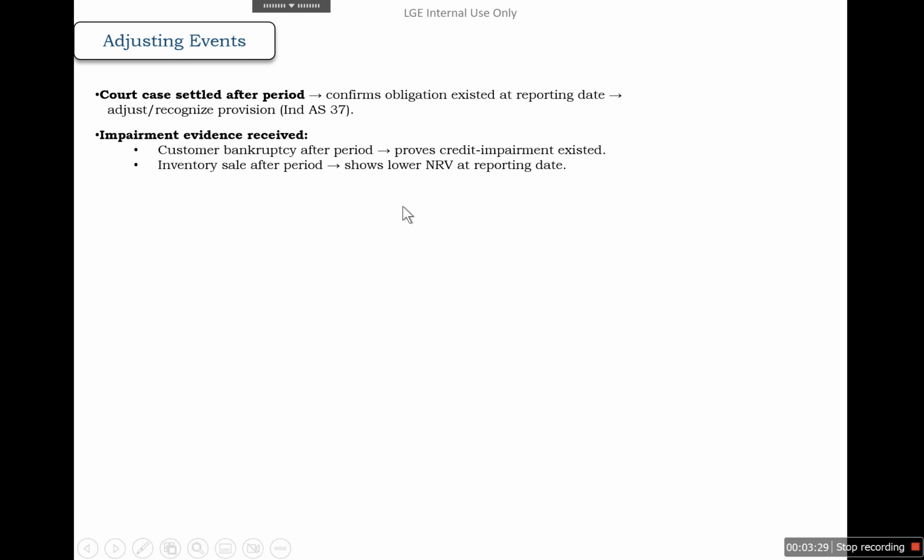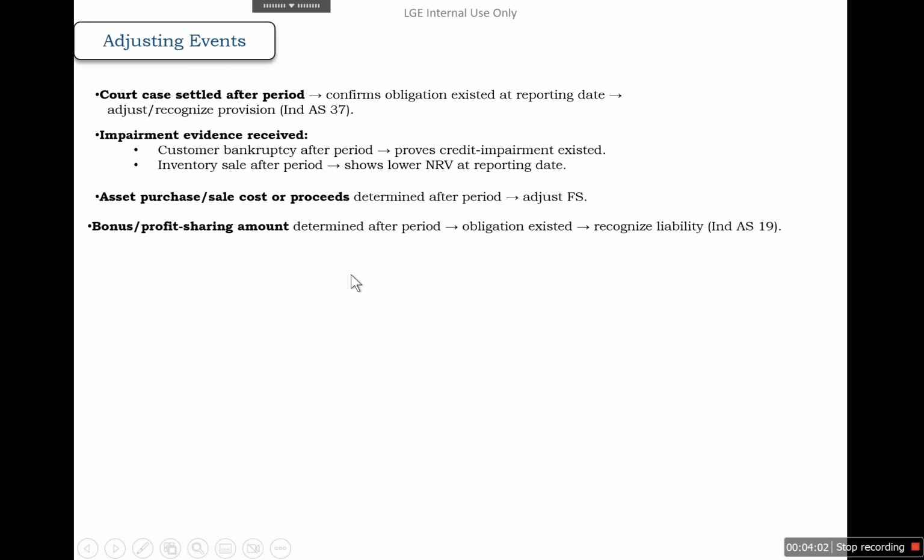For the adjusting events, we can discuss court cases. Those that were settled after the reporting period: here the settlement only confirms the obligation that existed at the reporting date, so we need to recognize the liability as per Ind AS 37. Similarly, impairment evidence received, such as customer bankruptcy after the period, just proves the debtor was credit impaired at the end of the reporting period.